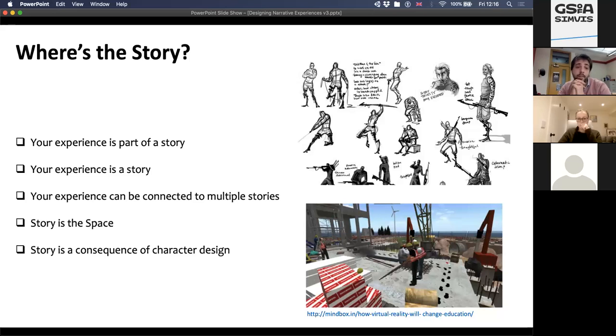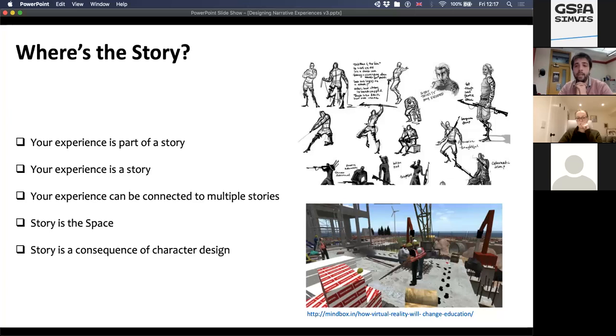Your experience can be connected to multiple stories. Okay, there is some tendency to create stories that can be part of a larger story canvas. And that is obviously what relates to the whole paradigm we are in terms of mediatic convergence, but also narrative convergence, no? All these elements of transmedia storytelling and things like that.